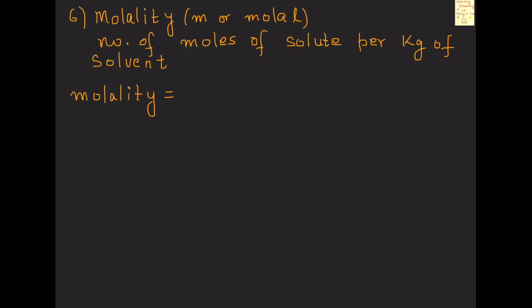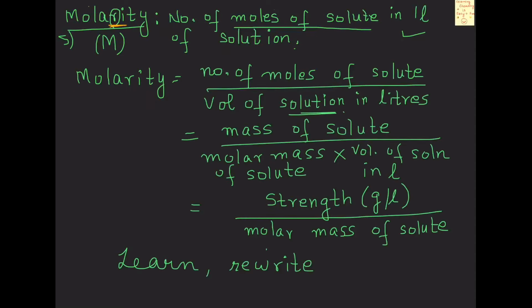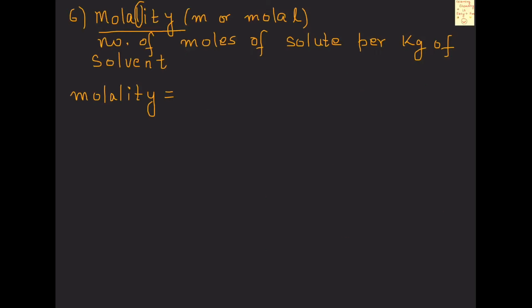Continuing with our sixth term for expressing concentrations of solution, molality, which is written as small m or molal. Understand the difference. It's L-I-T-Y, not R-I-T-Y that we had in the previous definition. It's molality, and we express it as molal or small m.